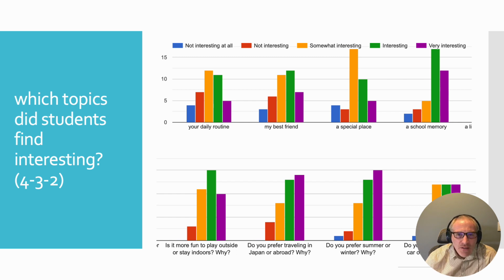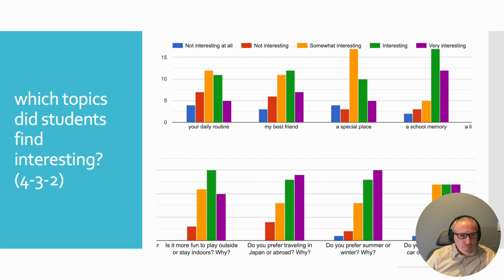A school memory seemed to work pretty well. The other ones here maybe are so-so. Special place maybe was okay. There seemed quite mixed results for the other ones. And then down here we had some of the narrative topics. You can see this one, do you prefer summer or winter, was very popular. Although I remember listening to some of these, they weren't maybe the most interesting talks to listen to, but I guess the students found it quite easy to talk about those topics. Maybe that's why they were popular.